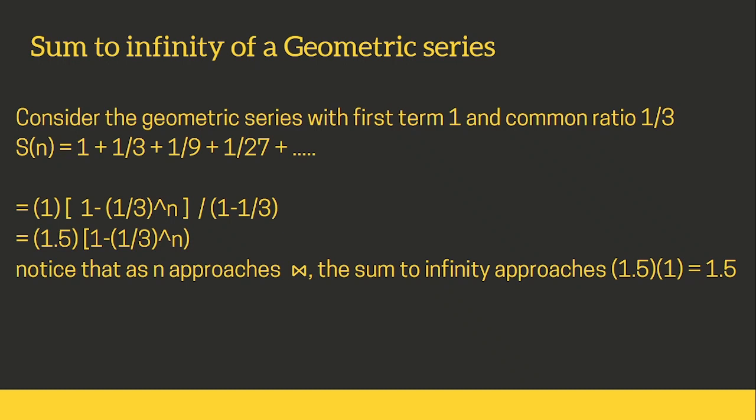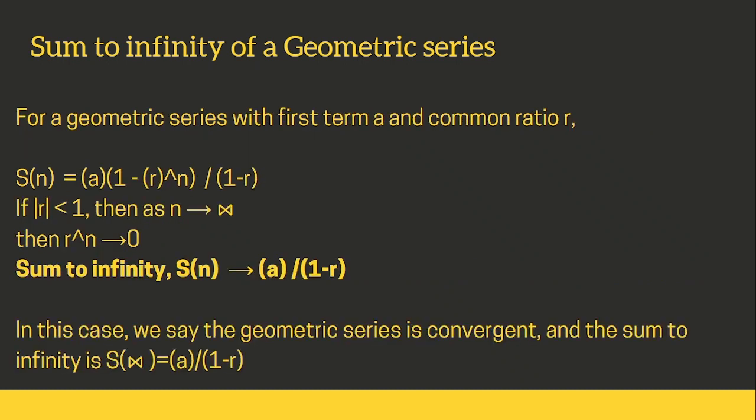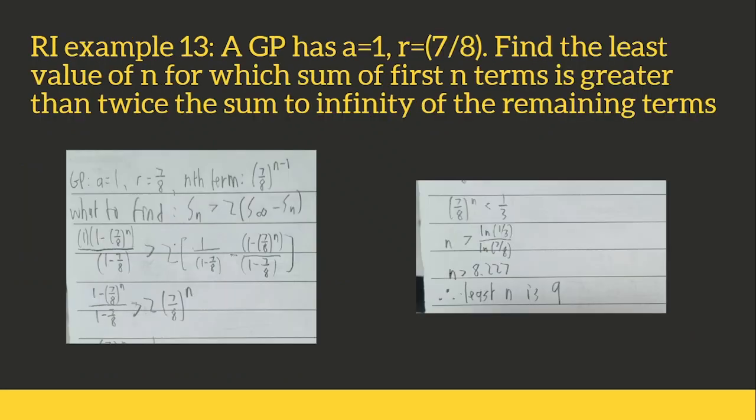Notice that as n approaches infinity, the sum to infinity approaches 3 over 2 times 1 minus 0. In this case, it's just 3 over 2 times 1, which equals 1.5. And so there's actually a formula for the sum to infinity. This sum to infinity can be expressed as a over 1 minus r. If there is a sum to infinity, we can say that the geometric series is convergent, and the sum to infinity will be expressed as such: S infinity equals a over 1 minus r.